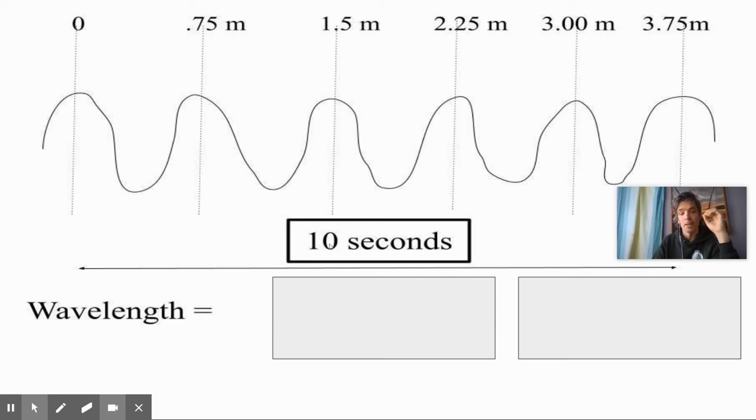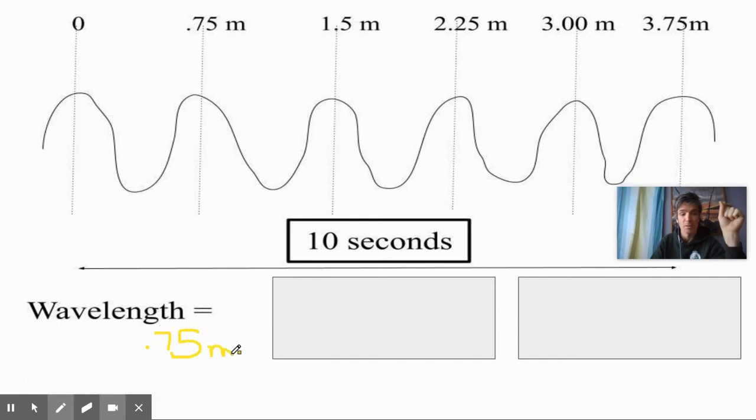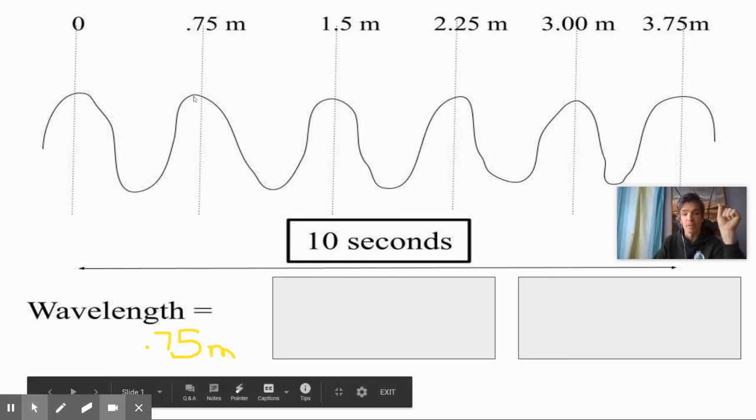All right. Now, the first thing is the wavelength. And the wavelength is crest to crest, trough to trough, middle to middle. You could really measure it anywhere. It's two identical points on adjacent waves, next to each other. So that's here to here. You can see the wavelength is fairly consistently 0.75 meters. All right. It's not here to here. It's not the total length. It's one wave to the next wave, identical points.